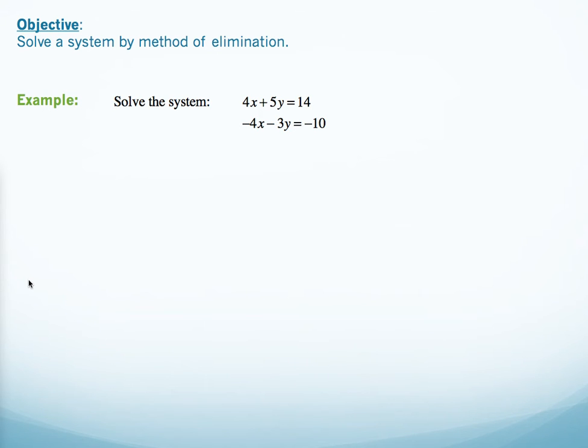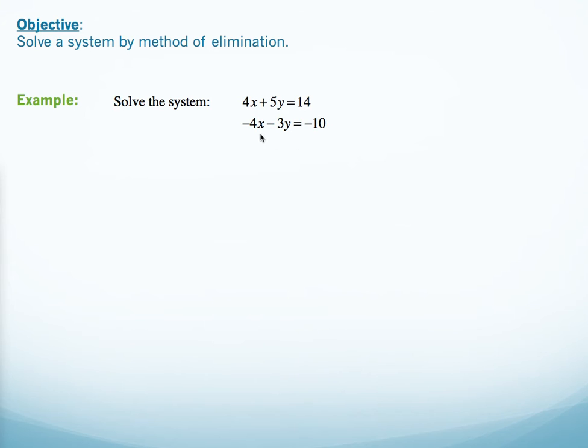We're going to solve this system of linear equations using the method of elimination. Now, we just solved this problem previously by substitution, and you'll see that we'll still come up with the same solution even though we're using a different method. The reason why this is called elimination is because what we're going to do is eliminate one of the variables. And you can pick and choose which variable you want to eliminate.